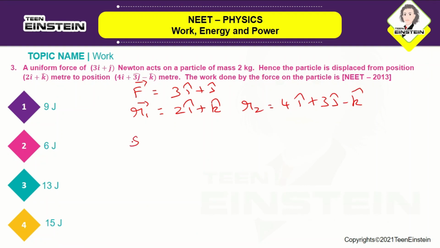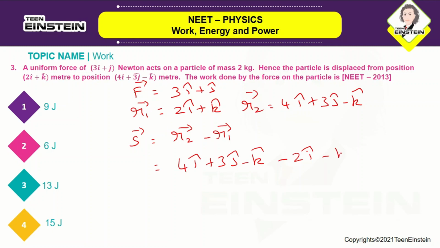So first you calculate the displacement. S is equal to R2 minus R1. So this will become 4i plus 3j minus k minus (2i plus k). So this will become 2i plus 3j minus 2k. Now you have to calculate the work done. So W is equal to F into S.